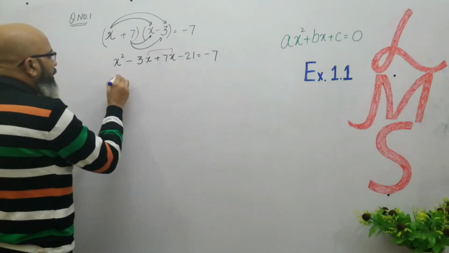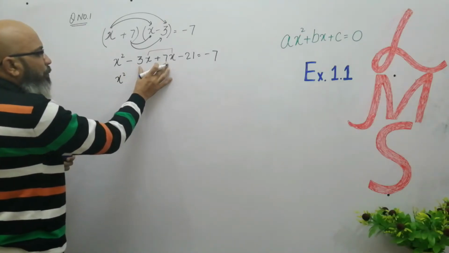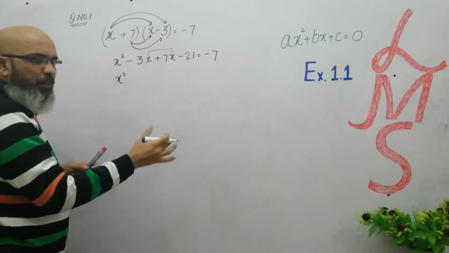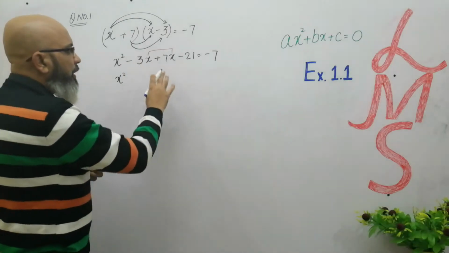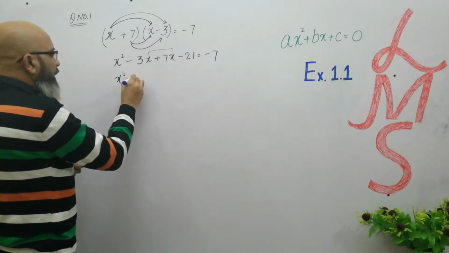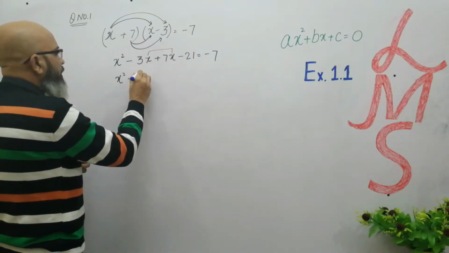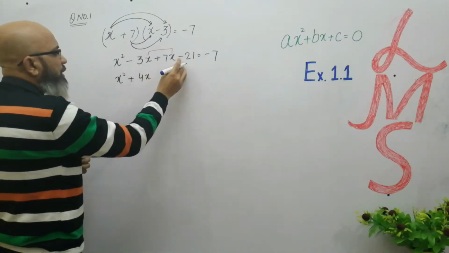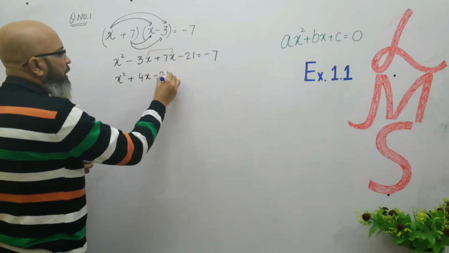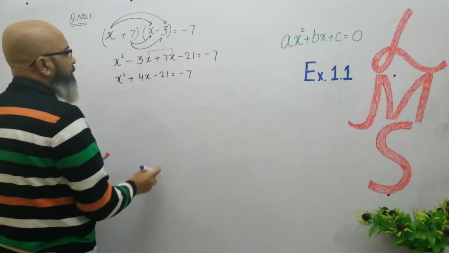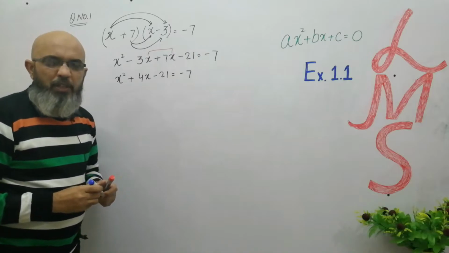Now what will be the next step? Simply x square, the both signs are different, so what will we do? We will subtract it. The sign of the larger value, that is plus 7 minus 3, 4x minus 21 is equal to minus 7. You can use a calculator.